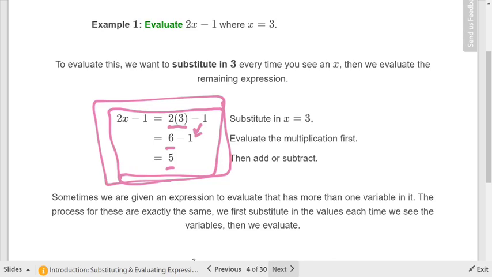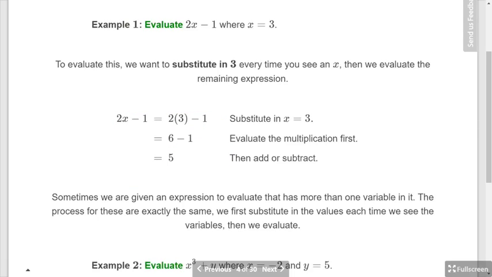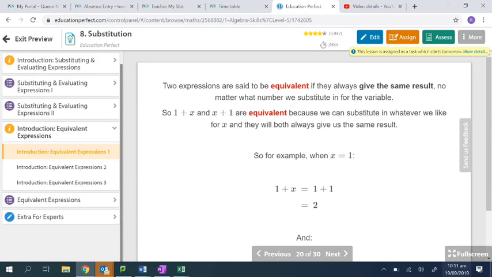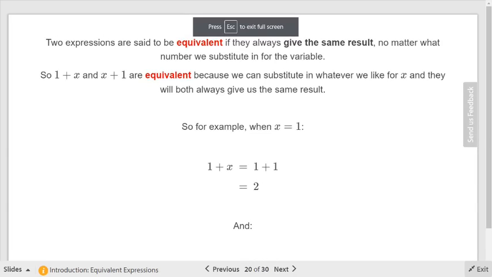Okay. Let's see. Hold on just one moment. Let's see what else they're going to do to us. There's one other section in here that we're going to just look at briefly. And in this section, we're talking about expressions that are equivalent. What do you think the root word for equivalent is?